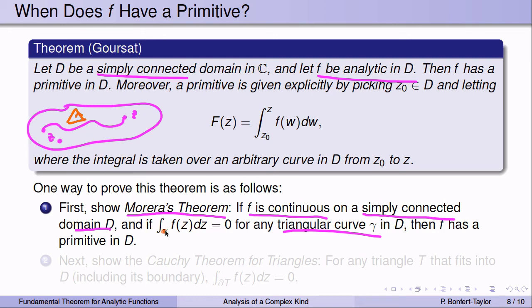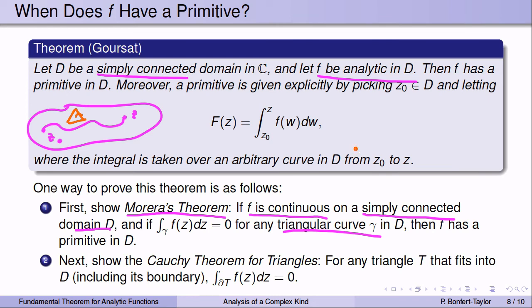So if the integral over gamma of f(z) dz is 0 for any triangular curve gamma, and D is simply connected, then f has a primitive. So in order to conclude Goursat's theorem from Morera's theorem, what we'd have to show is that if f is analytic, then the integral over any triangular curve is 0. And indeed that is true, and it's called Cauchy's theorem for triangles.